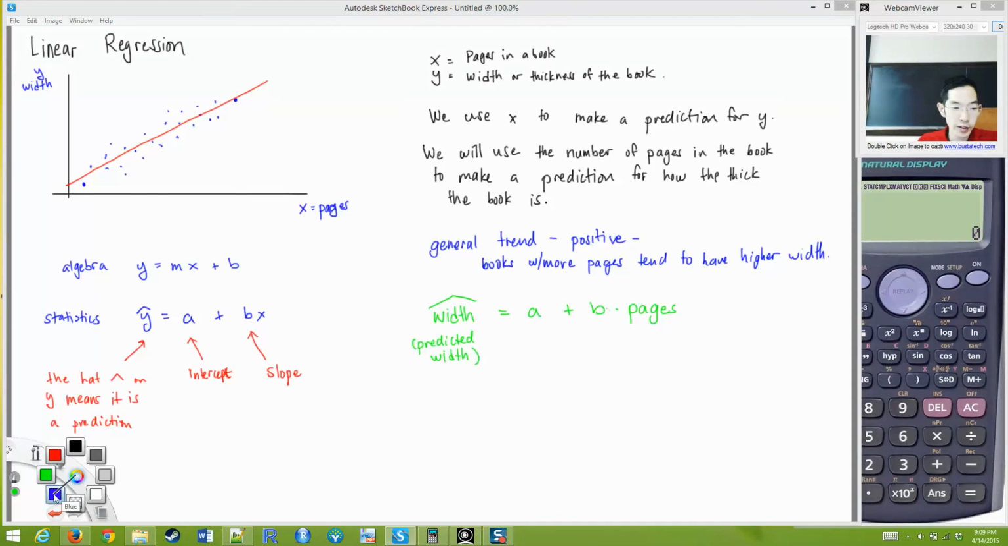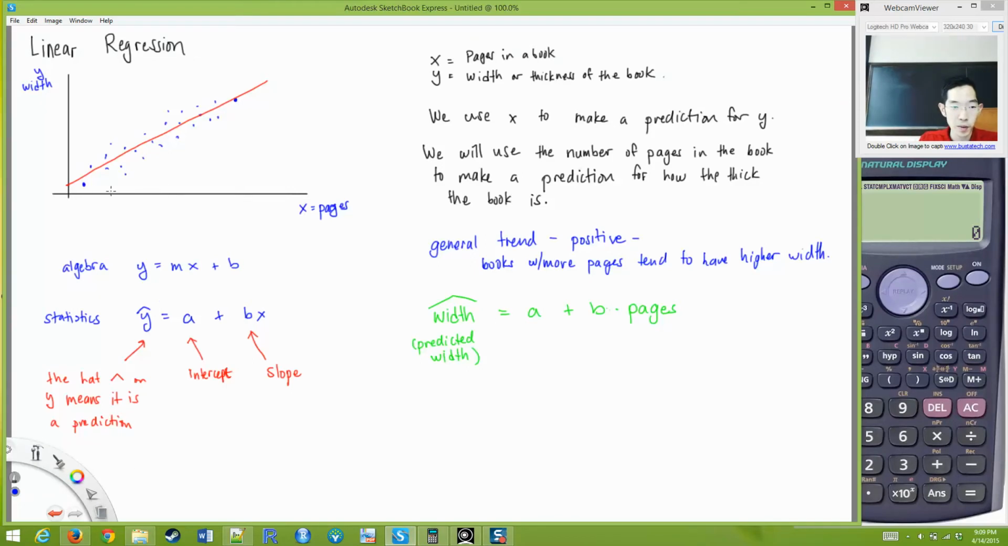So we might have an actual data point. Let's say an actual data point may be that a book has 400 pages and the width is 27 millimeters. 27 millimeter width. Okay? So this is an actual data point.